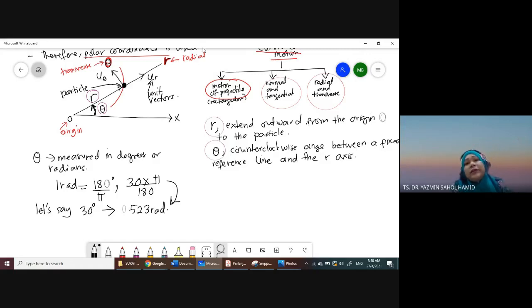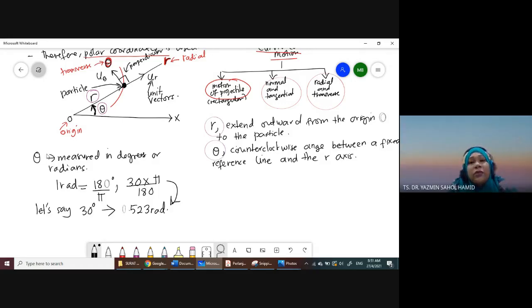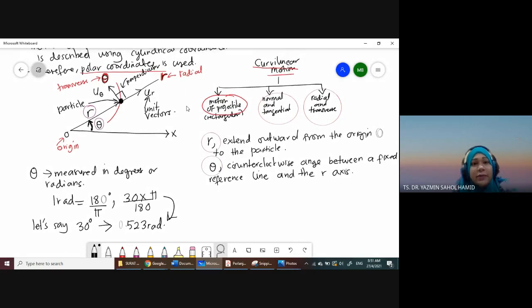So if you notice, UR and U theta are perpendicular to each other. You understand perpendicular? Yes. Okay, I know these terms are quite difficult, but I'm trying my very best to explain to you, so whenever you get any kind of questions, you are able to illustrate it. So don't worry. Dynamics is not difficult. I'm sure you can do this.